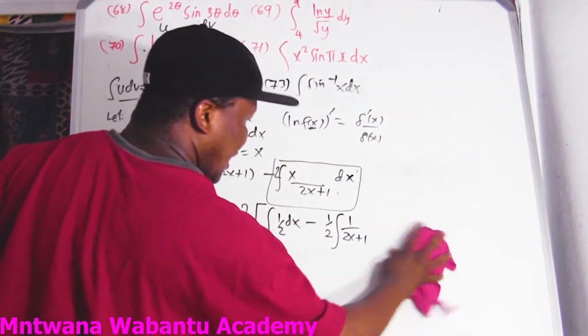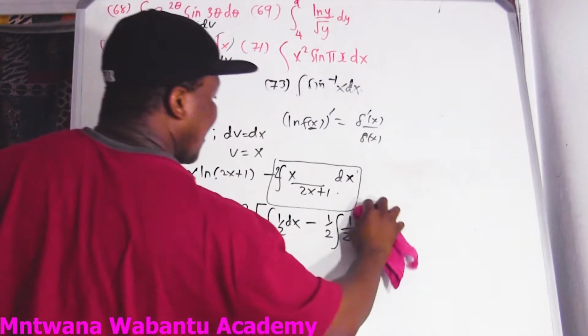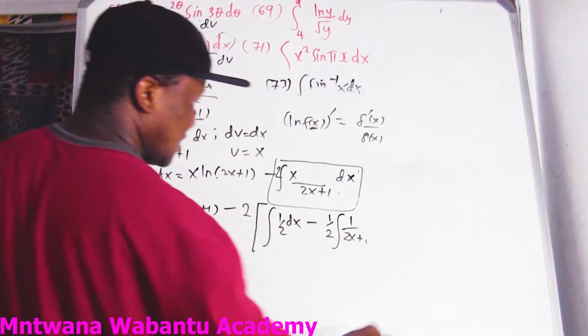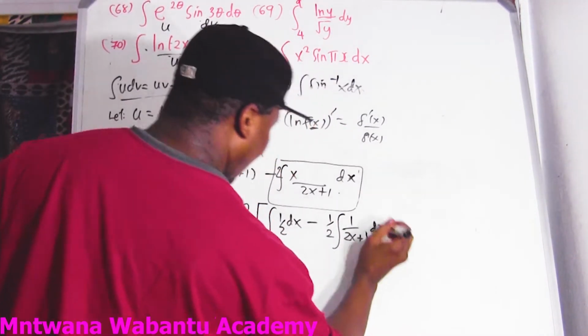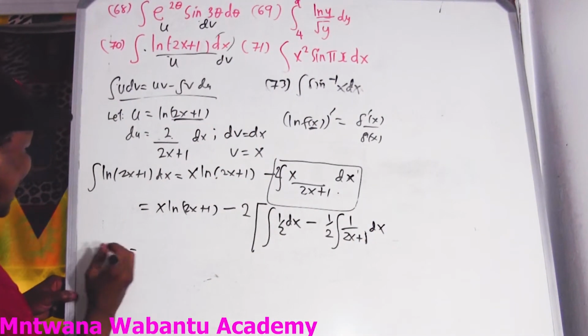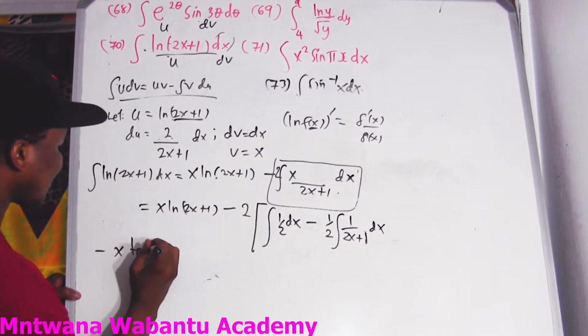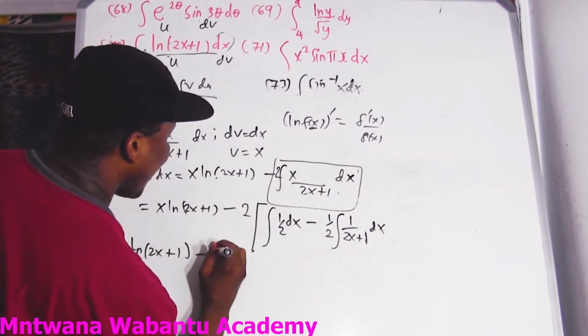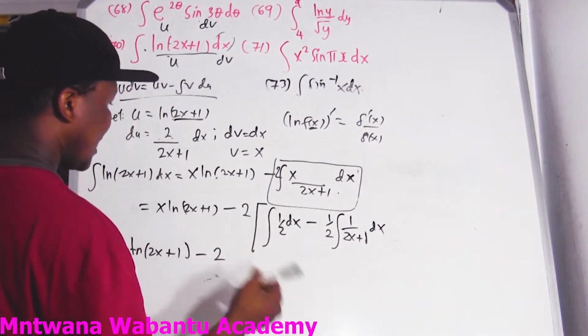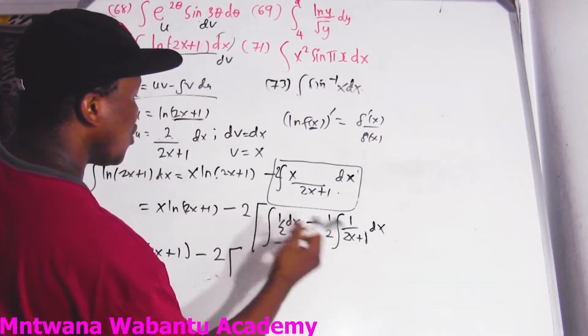Okay, I don't need that. I don't need that one. And I'm gonna say plus 1 dx. Okay, now the question is finished because this is gonna be x ln(2x+1), and then minus 2. Okay, let's do 2 and 2, 1.